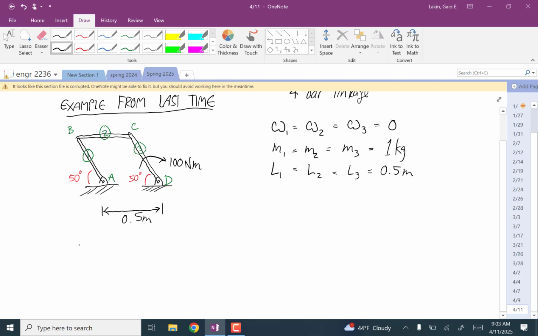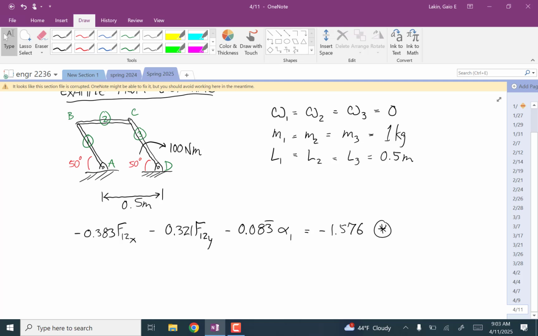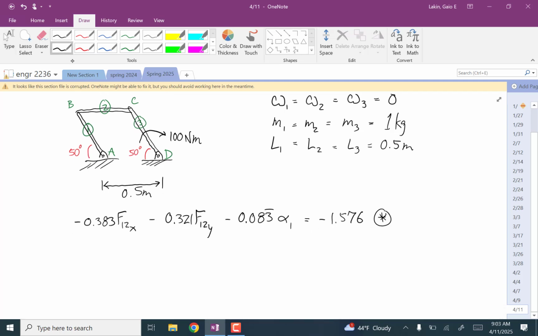So from member 1, we have one equation that says negative 0.383 F12X minus 0.321 F12Y minus 0.083 repeating alpha 1 is equal to negative 1.576. And then from member 2, we have 3 more equations.